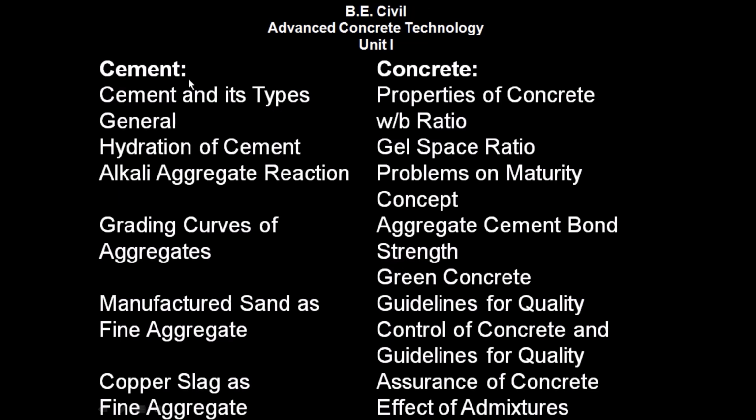So unit 1 includes cement and its types, general addition of the cement, alkali aggregate reaction, grading curves of the aggregate, manufactured sand as fine aggregate, copper slag as fine aggregate. It also includes the properties of concrete, water binder ratio, gel space ratio, problems on the maturity concept, aggregate cement bond strength, green concrete, guidelines for the quality control and quality assurance of the concrete, and effects of admixtures.